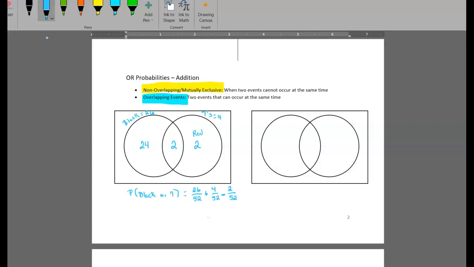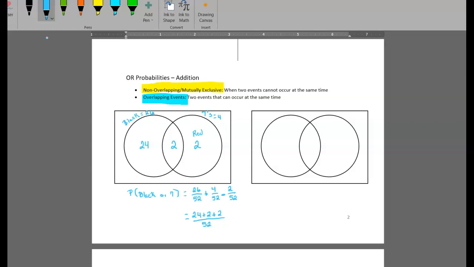Or in this case, we can simply add the 24 plus the 2 plus the 2 out of 52. Now we're not double counting the 2 black 7s here. Okay, so either way we can look at it. If you look up a definition of OR probabilities, it gives you something similar to this. But if we use the Venn diagram, because our Venn diagram is helpful in this case, we can just look at adding each one of those regions in this area.